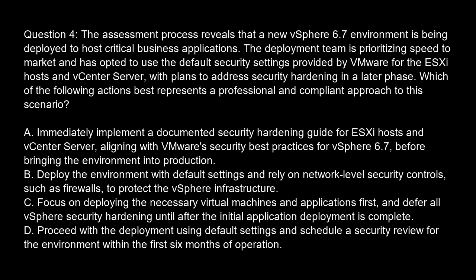Option B. Deploy the environment with default settings and rely on network-level security controls, such as firewalls, to protect the vSphere infrastructure. Option C. Focus on deploying the necessary virtual machines and applications first, and defer all vSphere security hardening until after the initial application deployment is complete. Option D. Proceed with the deployment using default settings and schedule a security review for the environment within the first 6 months of operation.